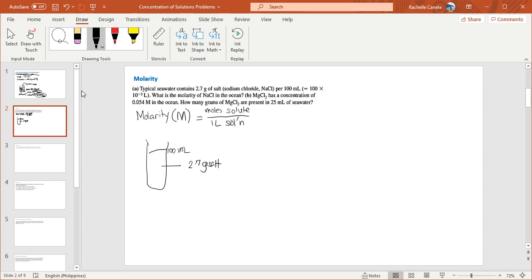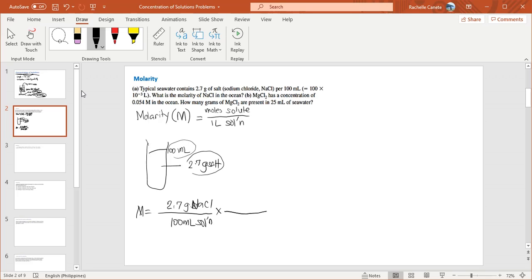We are asked to find the molarity, the concentration of seawater in terms of molarity. Now we know molarity is moles of solute per 1 liter of solution, and we already have this, right? So molarity is equal to 2.7 grams of salt, or sodium chloride, per 100 ml of seawater or solution. That is our solution, the seawater. Okay, so you already have the mass of sodium chloride.